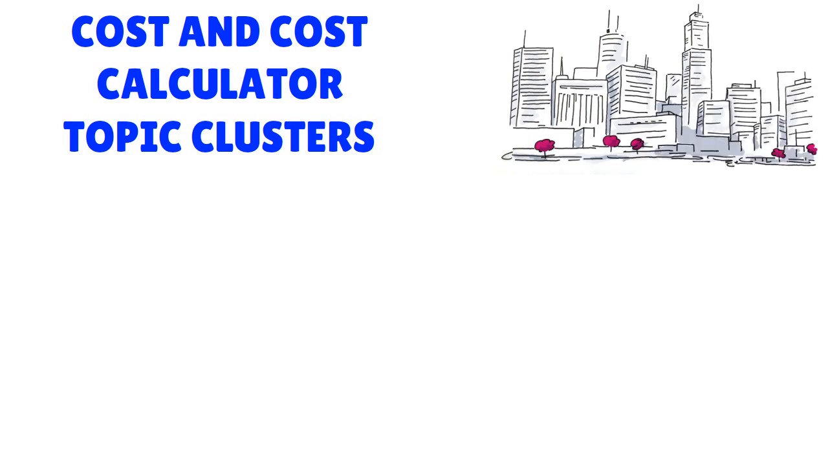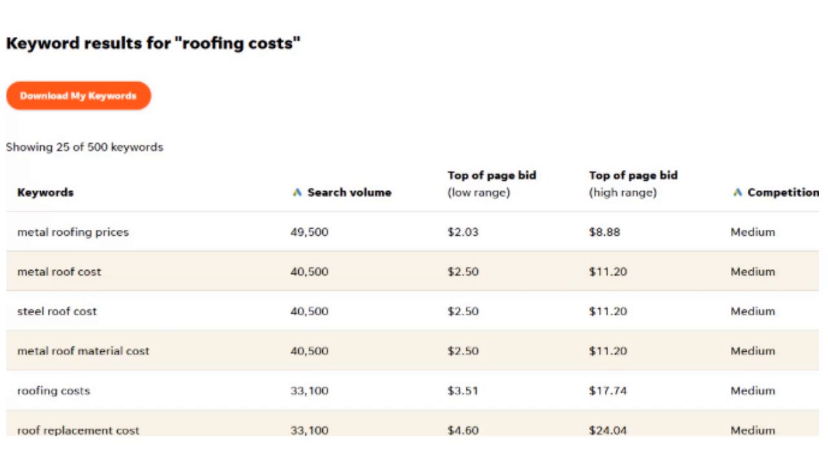So besides service and area topic clusters, I want to talk to you about cost and cost calculator topic clusters. Now, many services will have search volume around town or city plus service cost as well. And I want you to look right now on the screen here. These are national results from the free keyword tool, but many of these modifiers will actually show up for localized searches. So what you want to do is perform a localized search based on your city and state, or your city, state, and county, for instance.